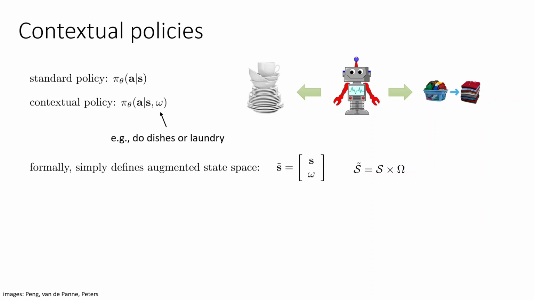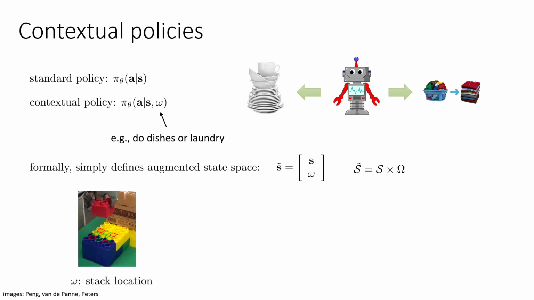All you have to do is simply augment the state space to add the context to the state. And now, the problem of training this multitask policy to do all these tasks basically amounts to the same multitask MDP from before, where omega is chosen randomly at the initial time step. And then it doesn't change for the rest of the episode.